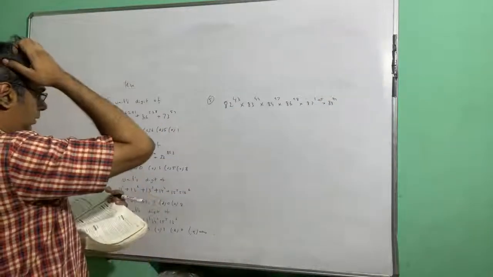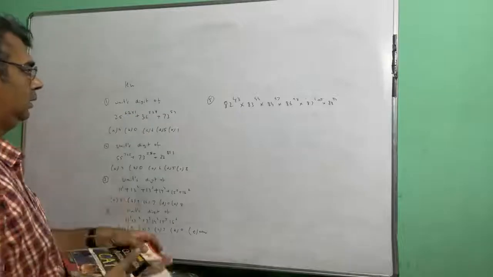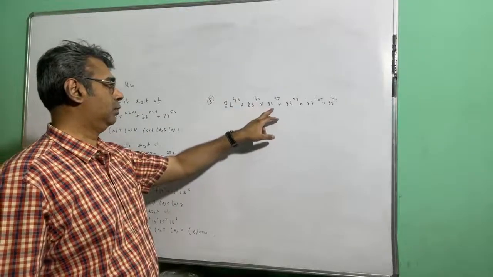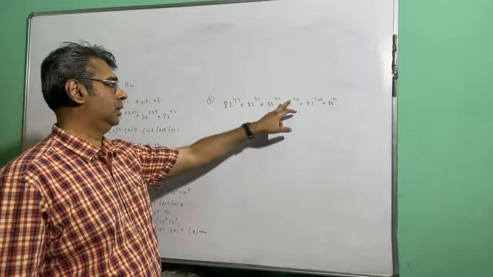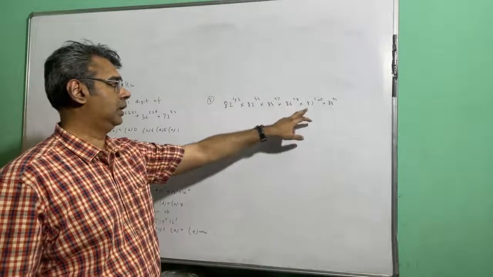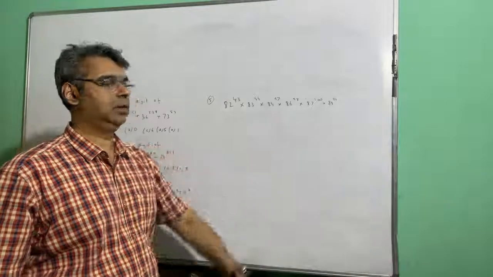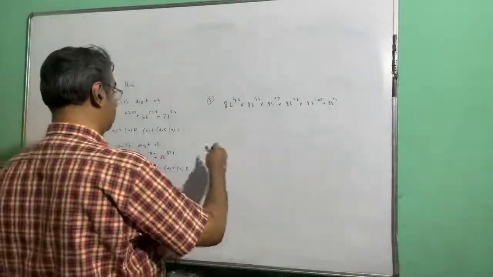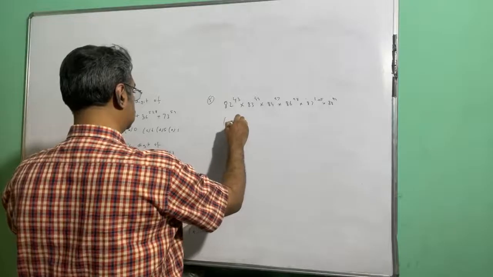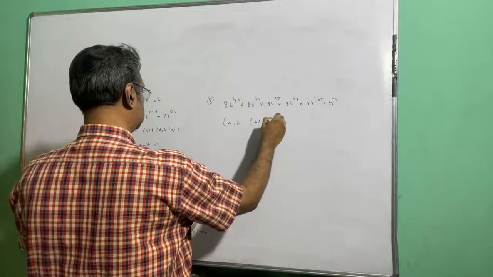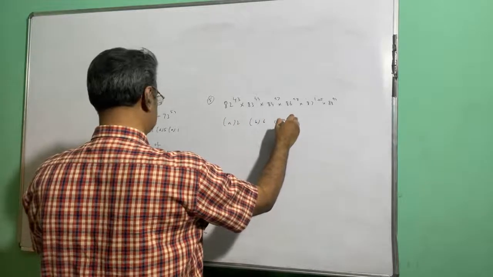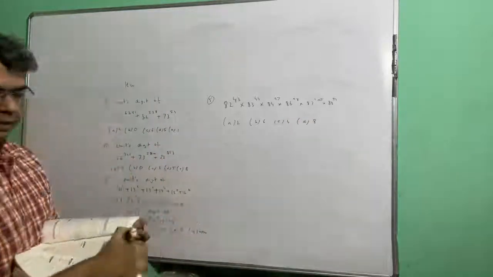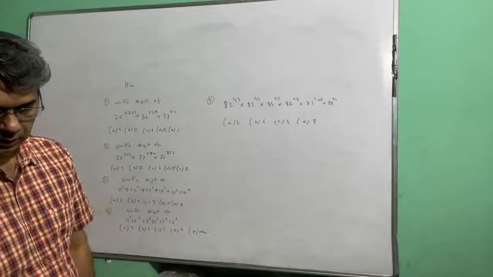Question number 5. Find the units digit of 82 to the power 43 into 83 to the power 44 into 84 to the power 96 and 97 into 86 to the power 98 into 87 to the power 105 into 88 to the power 94. And the options are 2, 6, 4 and 8. These are the options.